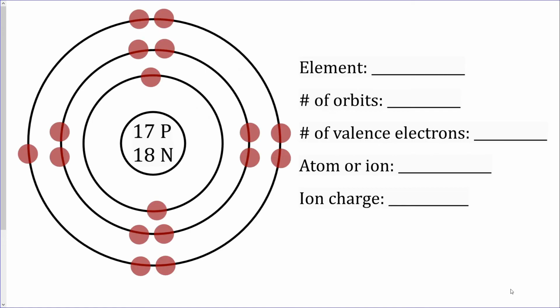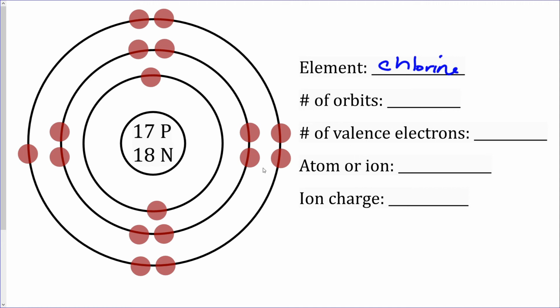All right, let's take a look at some that are already drawn for us and see if we can determine what these are. I'll do 1 or 2 of them, and then I'll get you guys to try them. So what element is this? Well, we know the number of protons right here is 17. That's the atomic number. So we look on our periodic table and we see atomic number 17 is chlorine. So this is chlorine.